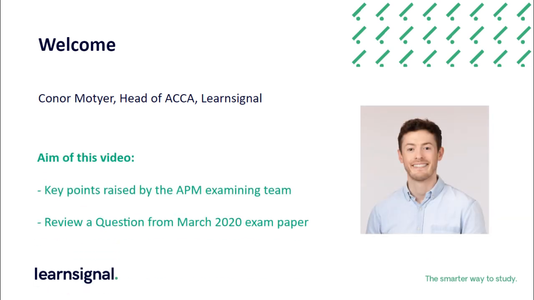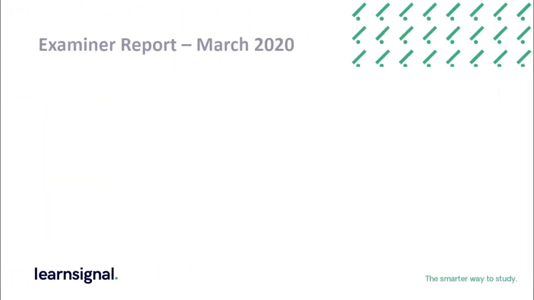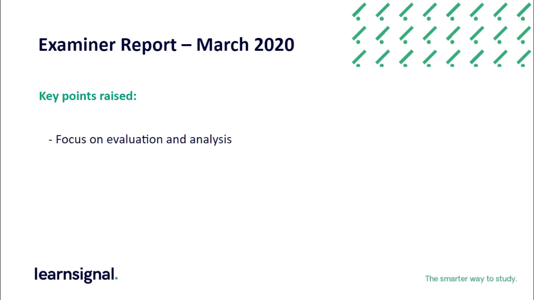Today I'll be taking you through some of the key points noted by the APM examining team from the recent sitting and going through an example question and solution from the March paper so that you can see these important points in practice. The examiner notes that as you progress from management accounting and performance management, the focus shifts towards evaluation and analysis, with application of your knowledge to a particular scenario.